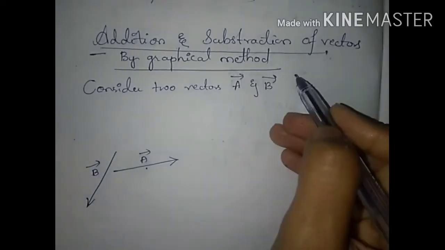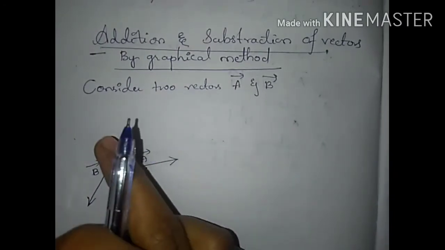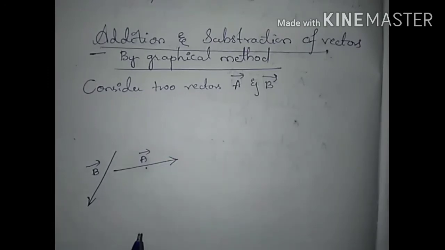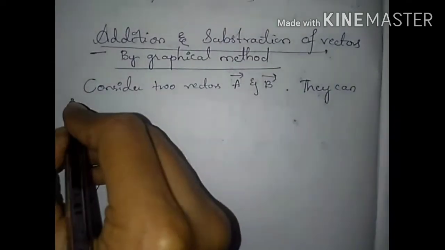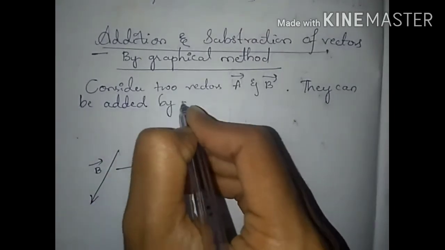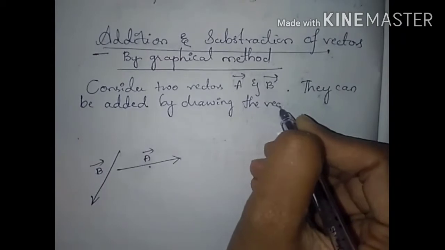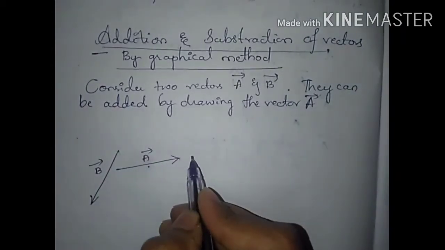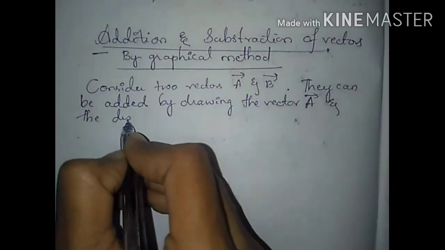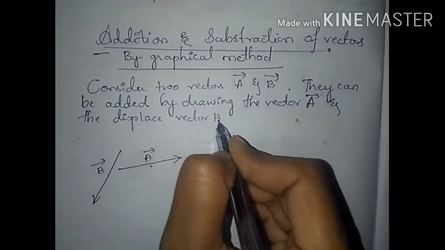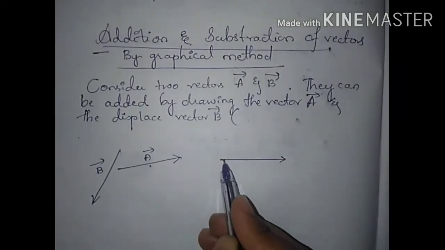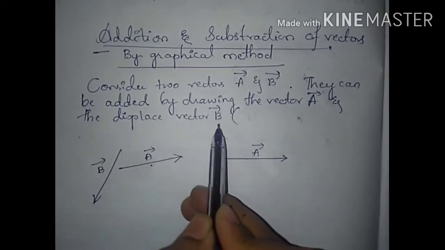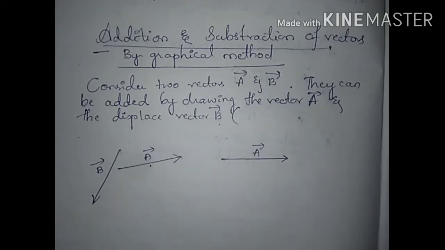So they can be added by drawing the vector A and then displacing vector B without changing its direction in such a way that the tail of vector B must coincide with the head of vector A. So vector A first you have to draw, and then displace vector B. So I have drawn the vector A. Now you have to displace vector B such that the direction of the vector should not change.